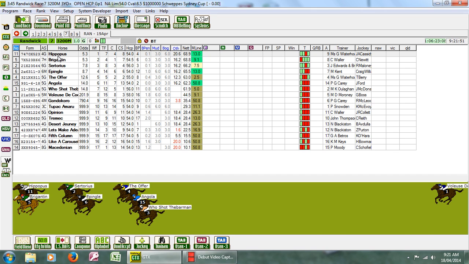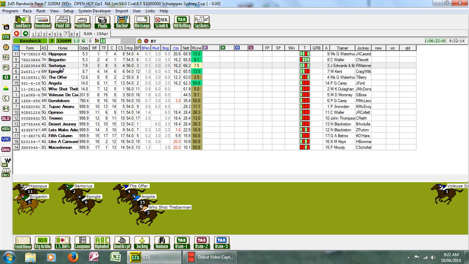He will stay all day, this horse. He'll be still fighting at the end. And I've rated him a $5.30 chance, and he's expected to be around $15. Okay, now the Brigantine, he's only having his third run from a spell. He's also rated $5.30, trained by Chris Waller, ridden by Newer.